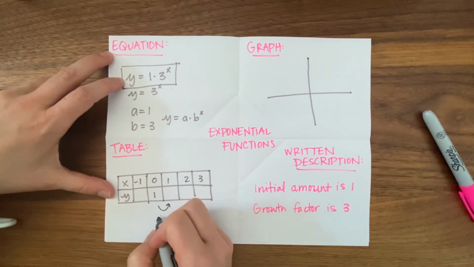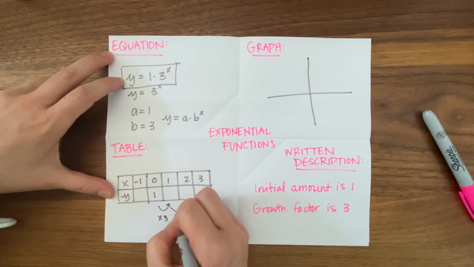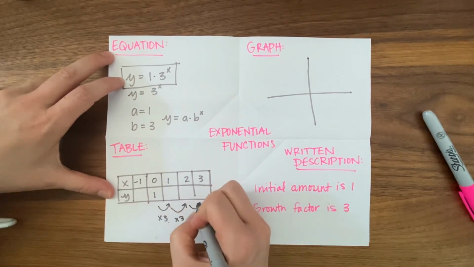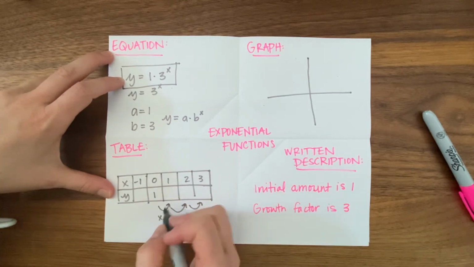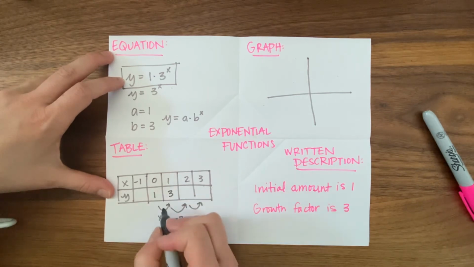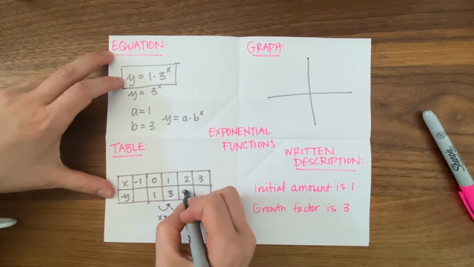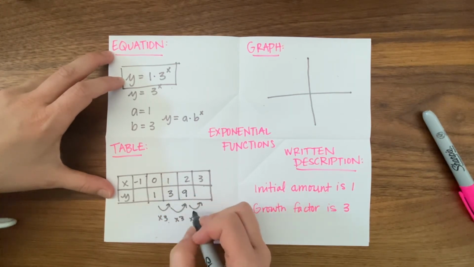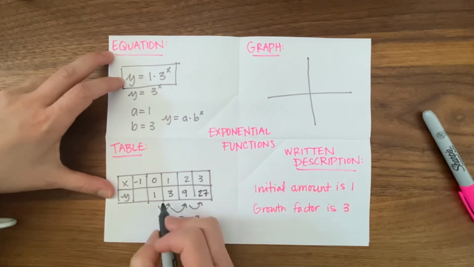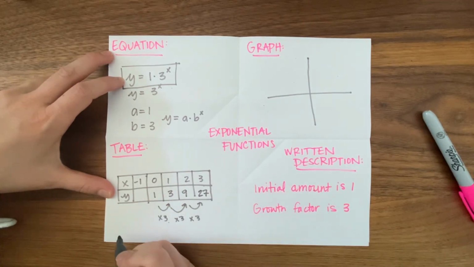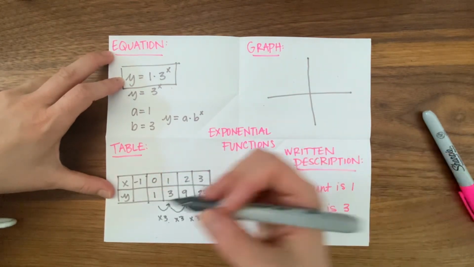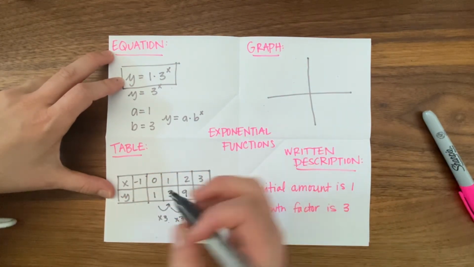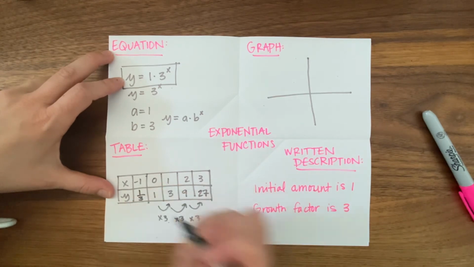So if my growth factor is 3, that means every time I move along my table, I'm going to multiply by 3. So I have 1 times 3 is 3, 3 times 3 is 9, and 9 times 3 is 27. So notice we're going up by a factor of 3 each time. And if I want to go backwards, I'm going to have to go down by a factor of 3. I'm going to have to divide by 3. I'll say 1/3.